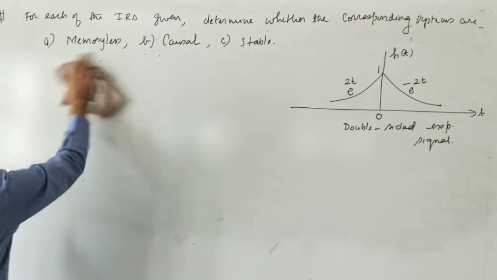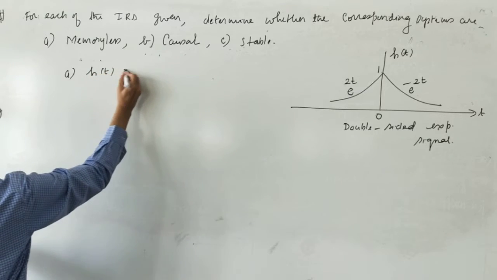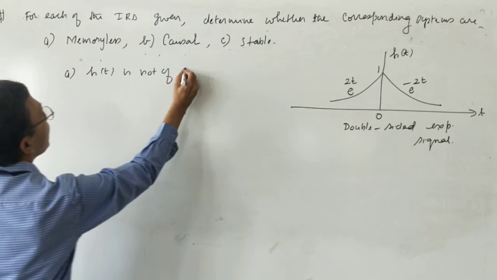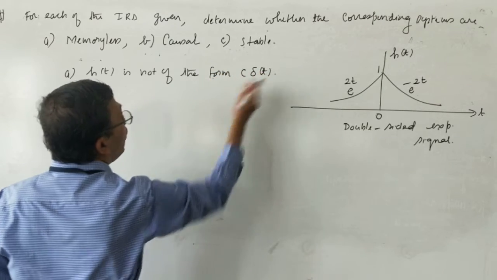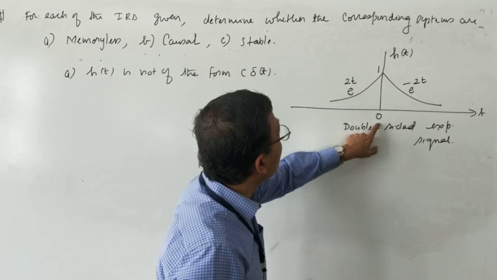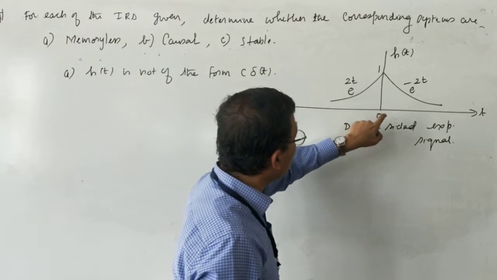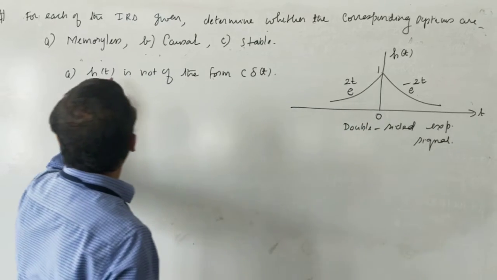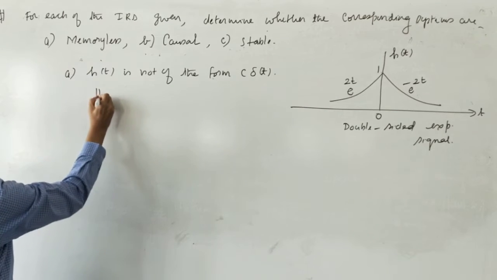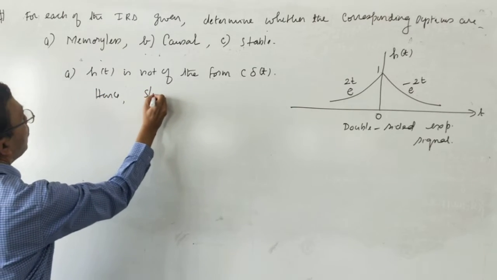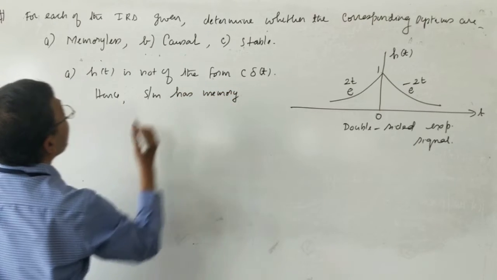I am going to say A. H of t is not of the form C into delta of t. Obvious, no? There is no impulse at t equal to 0. H of t, there must be only one impulse which occurs at t equal to 0. Then only it is memoryless. H of t is not of the form C into delta of t. Hence, system has memory. Has memory means not memoryless.